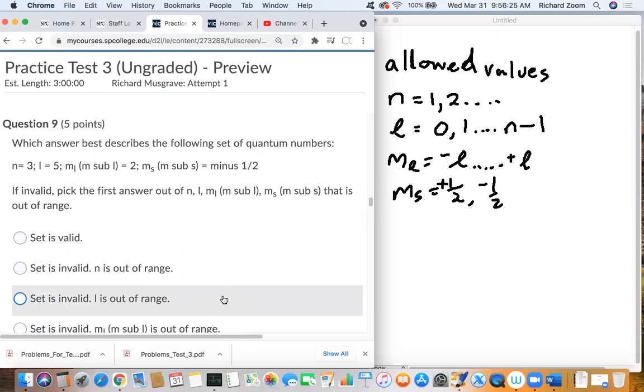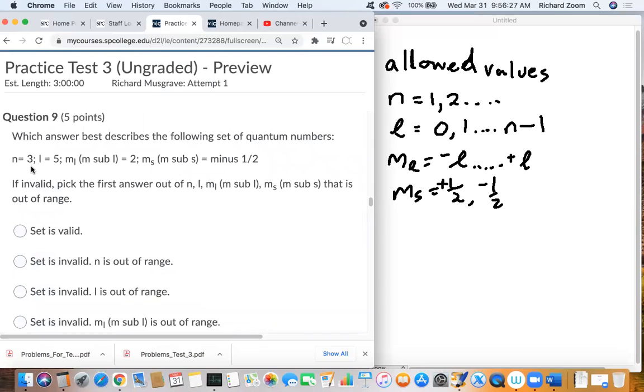Okay. Number 9, N equals 3. That's an allowed value. L equals 5. That's not an allowed value because L can only be 0, 1, or 2 because it can only go up to N minus 1. So that's invalid because L is out of range. Any questions about number 9?